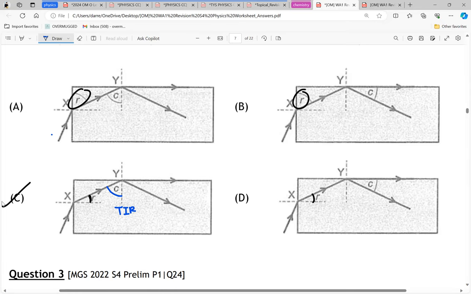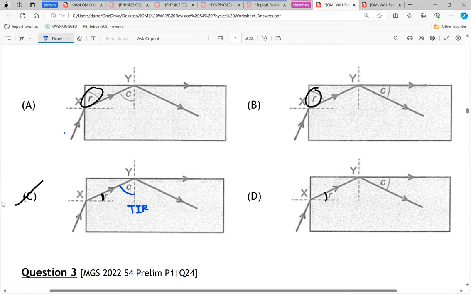Remember, what are the two conditions for total internal reflection to take place? First one, it has to be traveling from optically denser to optically less dense, in this case from the glass to the air. The second condition is that your angle of incidence must be greater than your critical angle. Remember the limit: once you go past the limit, total internal reflection will occur. So that's all for part C, question two, answer C. Let's move on to question three next.